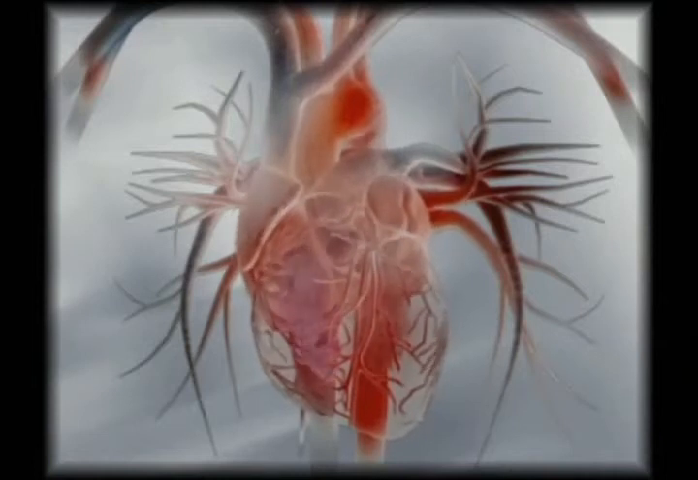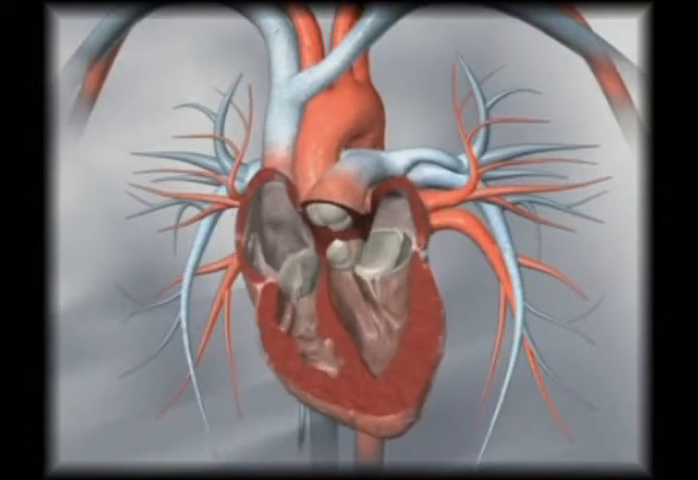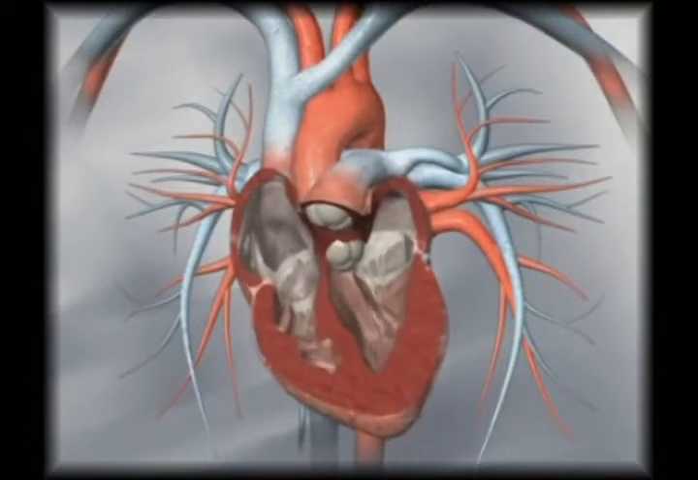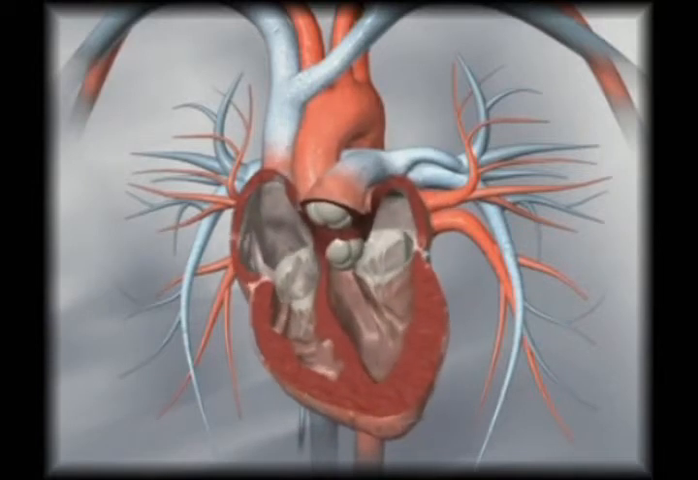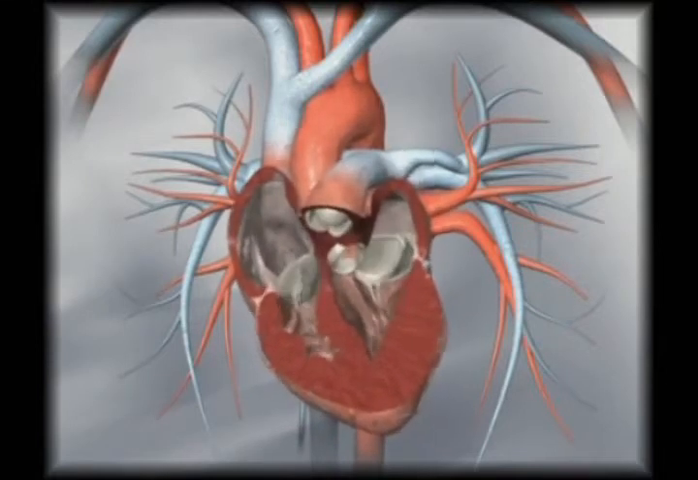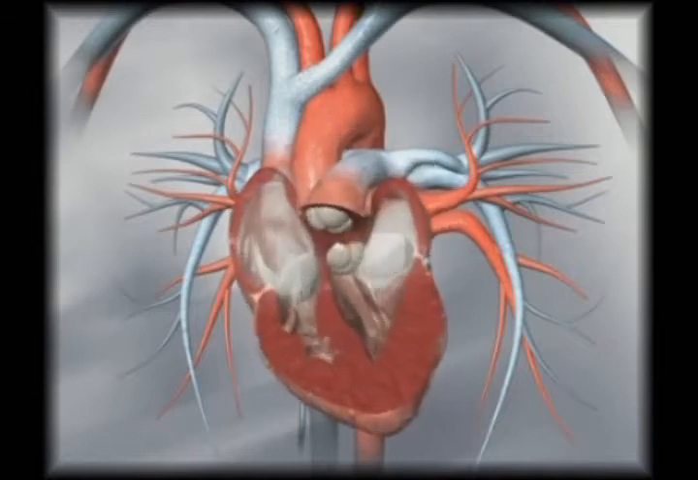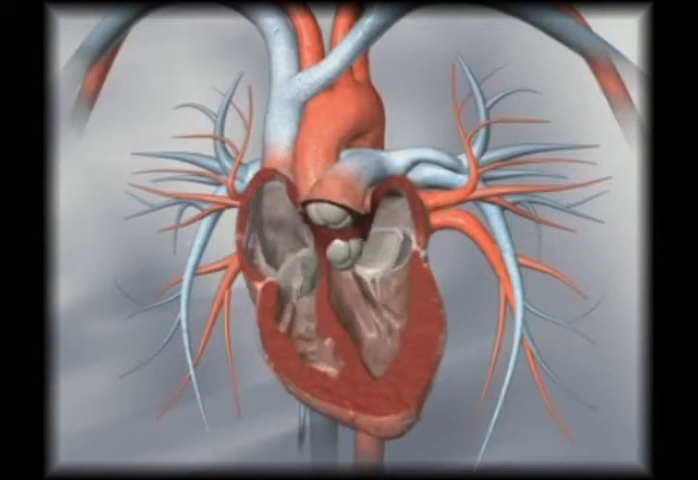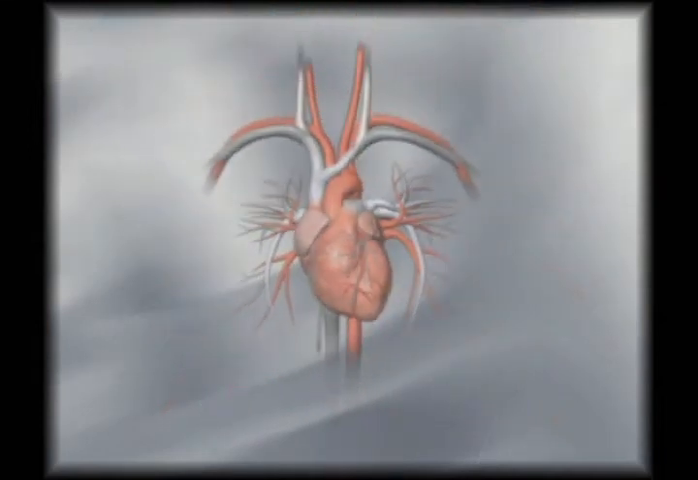The heart is made up of muscle tissue and has 4 chambers. The upper 2 chambers are the right atrium and left atrium. The lower 2 chambers are the right ventricle and left ventricle. Blood is pumped through the chambers, aided by 4 heart valves. The valves open and close to let the blood flow in only one direction.